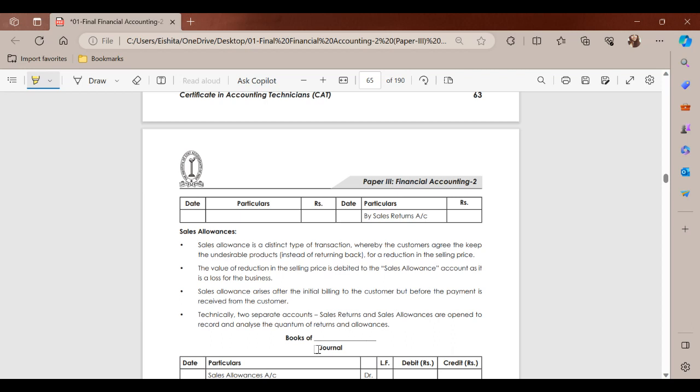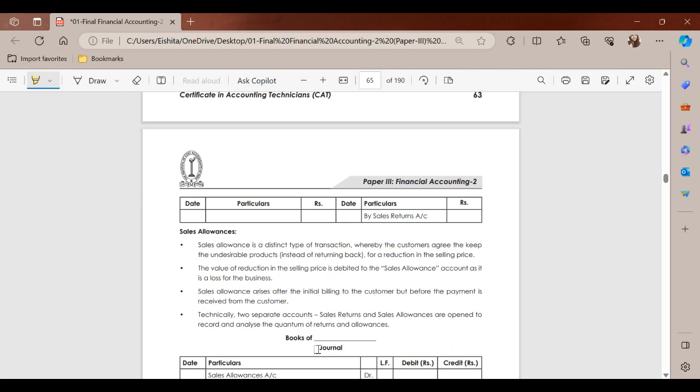So sales return is what you receive against the sales. Suppose you do a sale of 500 and you return 10 pieces. Sales return is the recording of the 10 goods.